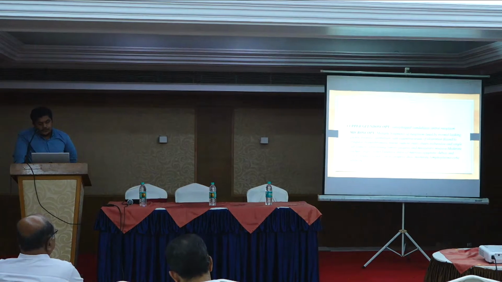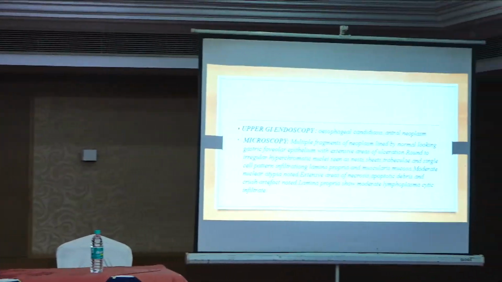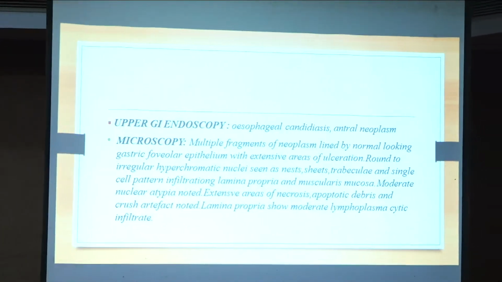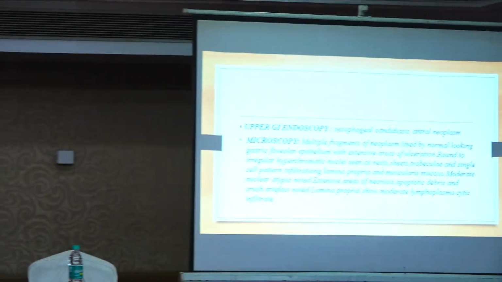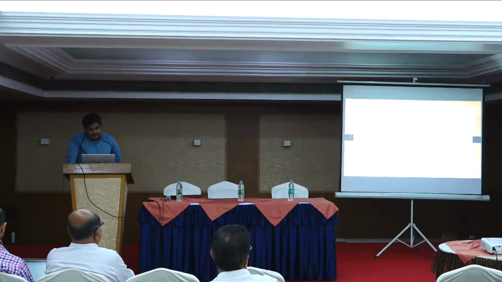Also, it showed the liver with volume redistribution changes with minimal caudate lobe hypertrophy, suggest LFT correlation, and cholelithiasis. We have done an upper GI endoscopy, which shows esophageal candidiasis and antral neoplasm. And in microscopy, it showed multiple fragments of neoplasm lined by normal-looking gastric foveolar epithelium with extensive areas of ulceration. Round to irregular hyperchromatic nuclei seen as nests, sheets, trabeculae, and single-cell pattern infiltrating the lamina propria and muscularis mucosae. Moderate nuclear atypia noted and extensive areas of necrosis, apoptotic debris, and crush artifact noted. Lamina propria shows moderate lymphoplasmacytic infiltrate.